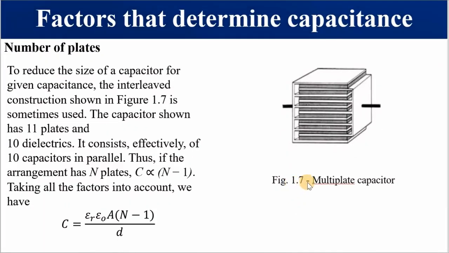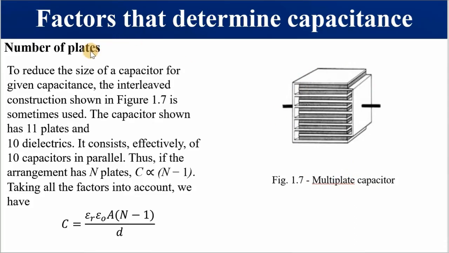Fig 1.7 shows a multi-plate capacitor. It has many plates and many dielectrics. This is a dielectric, this is a plate, a dielectric, a plate, a dielectric, a plate. So we call it a multi-plate capacitor. It is used to increase the area of the plates or area of the conductors.